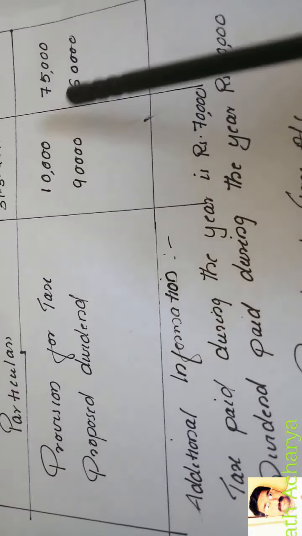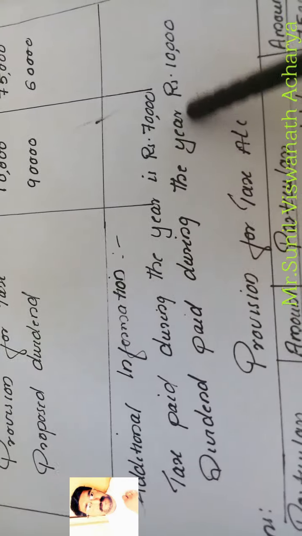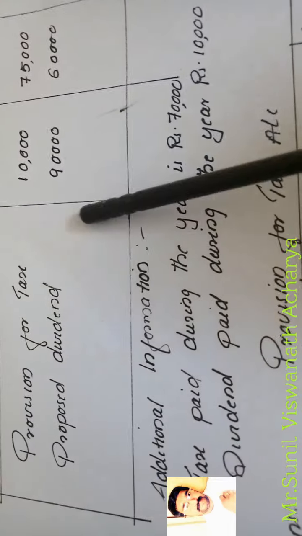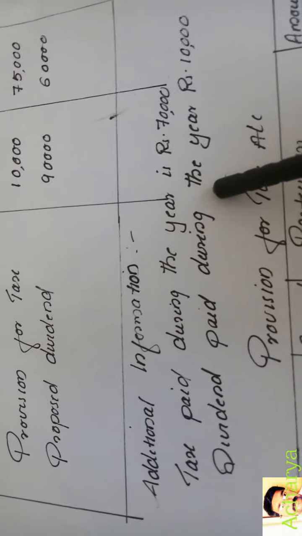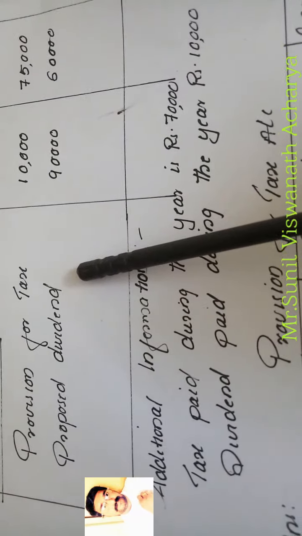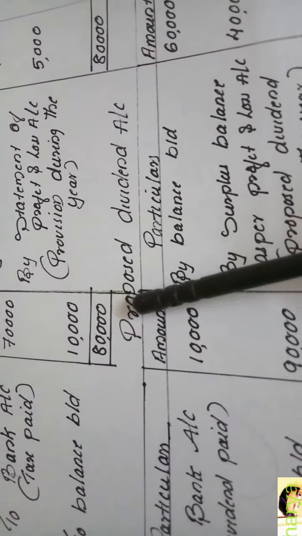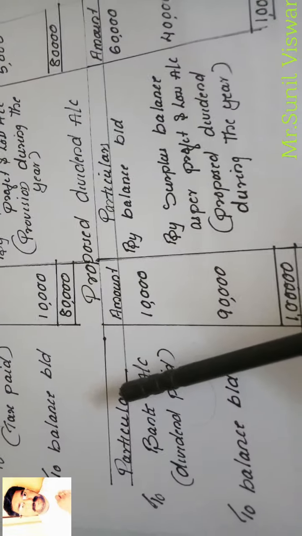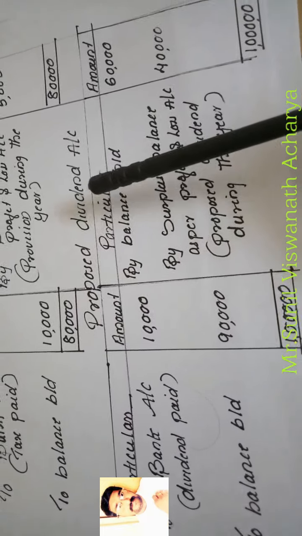The second item we can take is proposed dividend. For proposed dividend, additional information is also given, such as dividend paid during the year. If proposed dividend additional information is given, then which account do you have to prepare? The proposed dividend account. So the proposed dividend account format has particulars and amount on both sides. We know proposed dividend is a short-term provision. These both are short-term provisions.